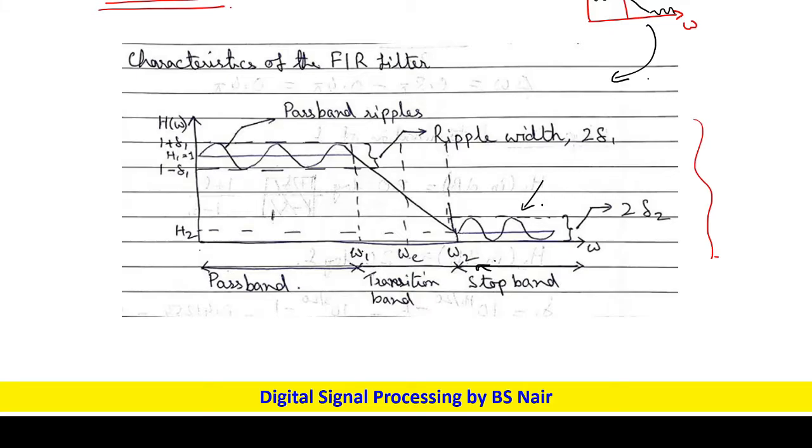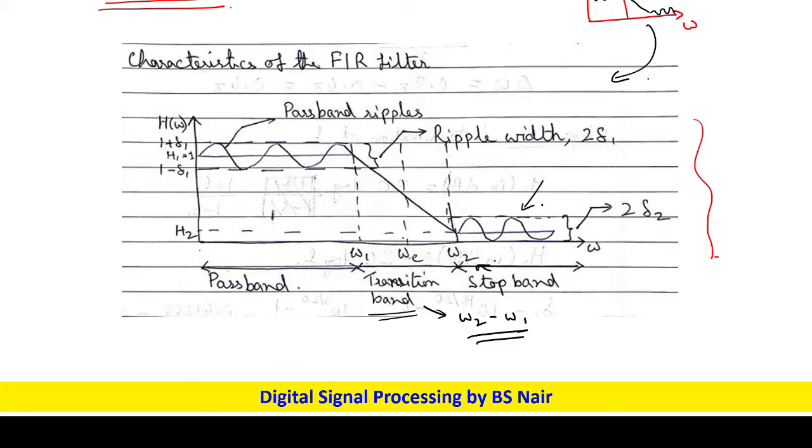There is a band where it is neither in the pass band nor in the stop band. So what is happening? It is moving from the pass band region to the stop band region. That region is called the transition band, and this transition band is given by omega 2 minus omega 1. Okay, omega 2 minus omega 1. So this is the thing.